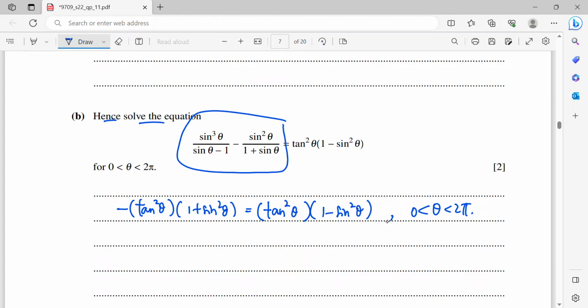Alright, so from here, we do not cancel off the tangent squared theta even though they are in common. What we do is we will just move all the terms to the left hand side. So I will get minus tangent squared theta, because now you need to solve. If you cancel off the tangent squared theta from both sides, then you will be missing a few values.